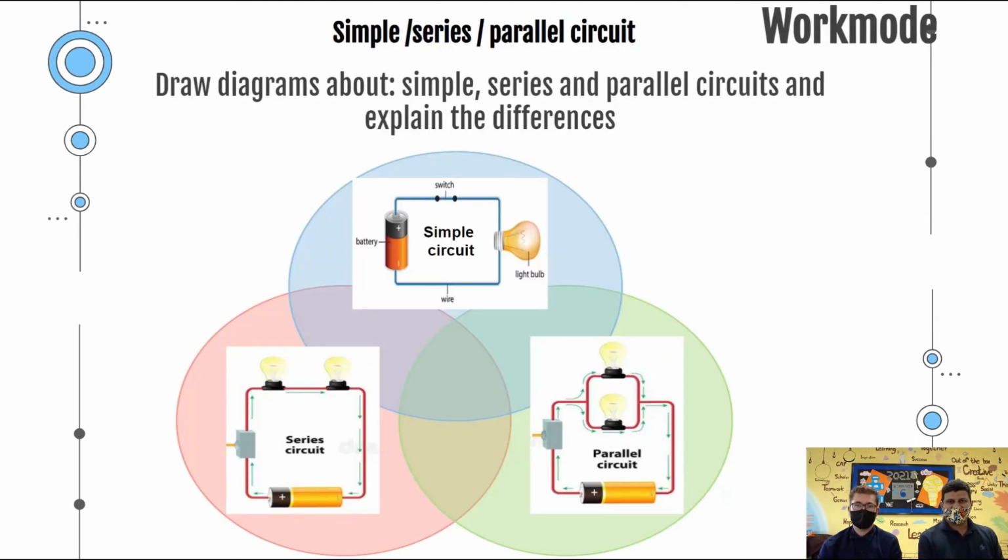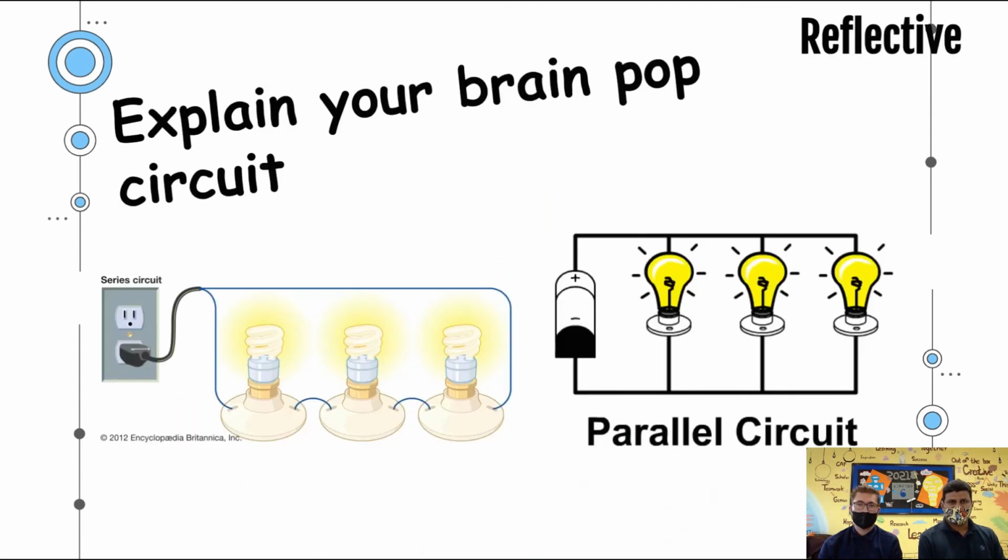Okay, welcome back. So now that you know the simple series and the parallel circuits, we want you to draw a diagram. So draw a diagram with three different circles, and write down the main differences between a simple series and parallel circuit. Then explain your BrainPOP circuit from the website.